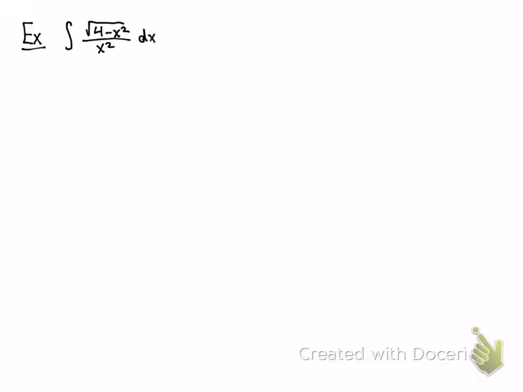Okay, so let's look at an example before we get the general strategy. So let's say I have this integral in front of me. I might at first try a u substitution. It looks like a u substitution might work. So maybe I'll let u equal x squared. Let's see what happens. If u equals x squared, du is 2x times dx.